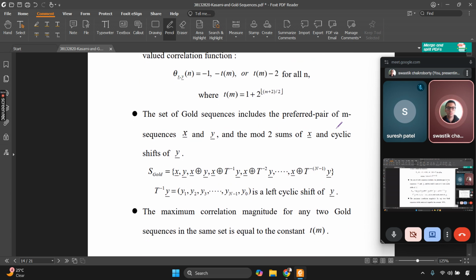The set of Gold sequences includes the preferred pair of m-sequences x and y and the mod 2 sums of x and cyclic shifts of y. So a Gold sequence is constructed basically by modulo 2 sum, that is XOR.